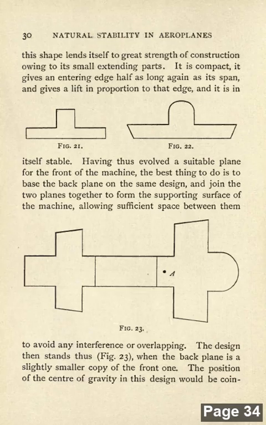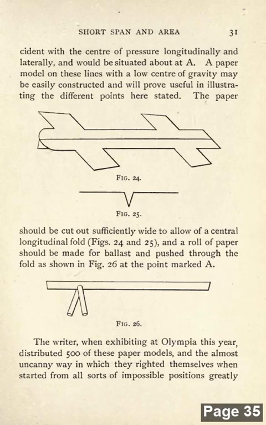Having thus evolved a suitable plane for the front of the machine, the best thing to do is to base the back plane on the same design, and join the two planes together to form the supporting surface of the machine, allowing sufficient space between them, Fig. 23, to avoid any interference or overlapping. The design then stands thus, Fig. 23, where the back plane is a slightly smaller copy of the front one. The position of the center of gravity in this design would be coincident with the center of pressure longitudinally and laterally.